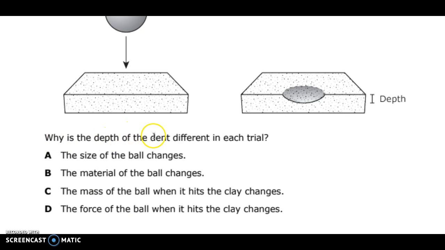Why is the depth of the dent different in each trial? A. The size of the ball changes. B. The material of the ball changes. C. The mass of the ball when it hits the clay changes. Or D. The force of the ball when it hits the clay changes.